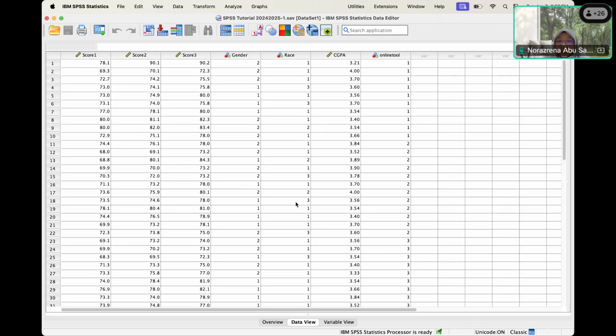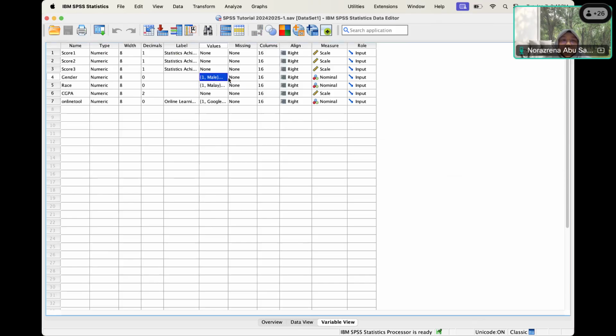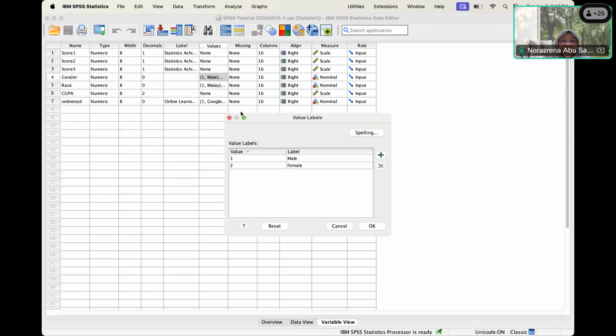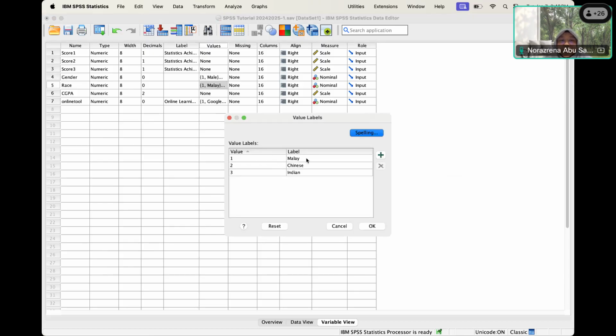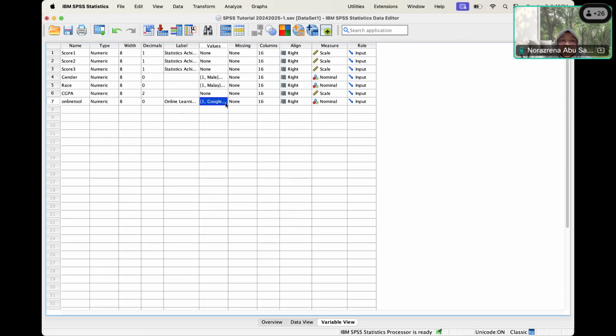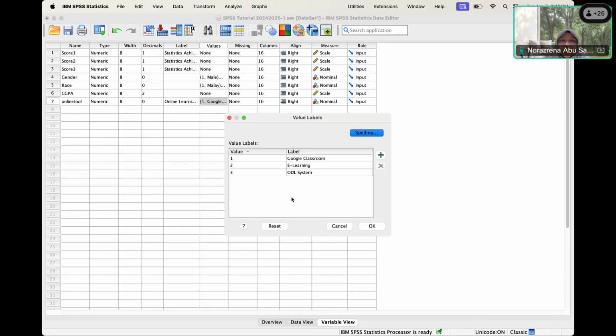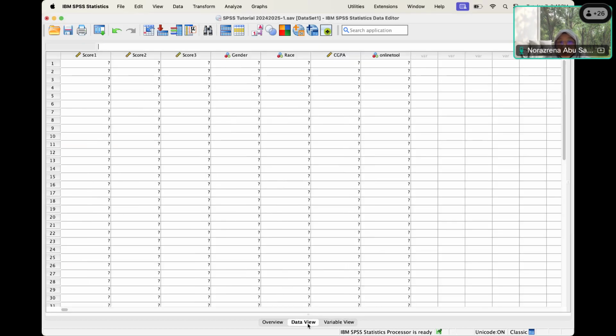This is my example of data view. Let's say this is based on the objective that I shared before. This is my pre-test, post-test. This is the gender, where one is male, two is female. Then we have another one: race, where one is Malay, two is Chinese, and three is Indian. This is just for example. And this is the online tool: one is Google Classroom, two is e-learning, three is the ODL system. This is just dummy data just to show you.